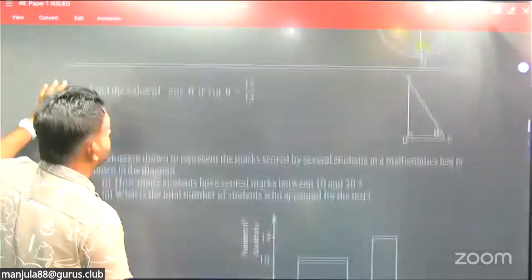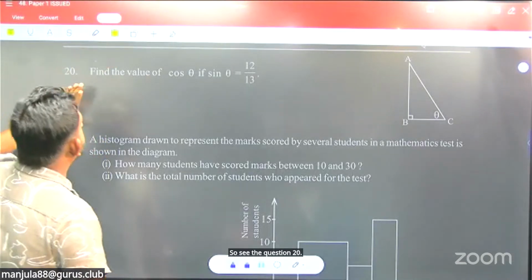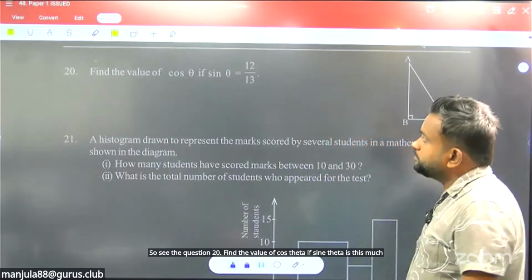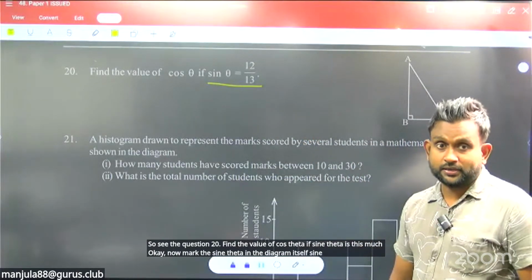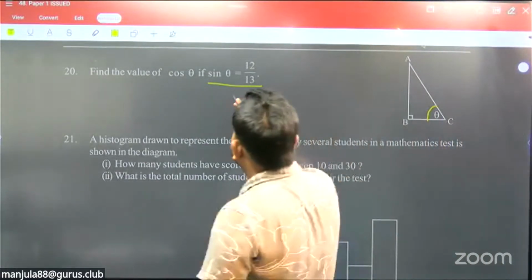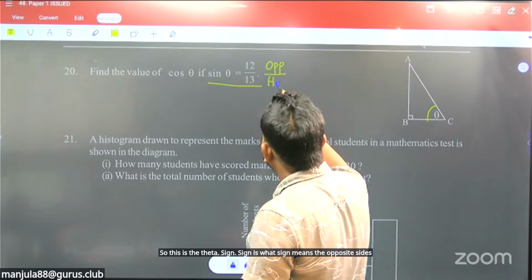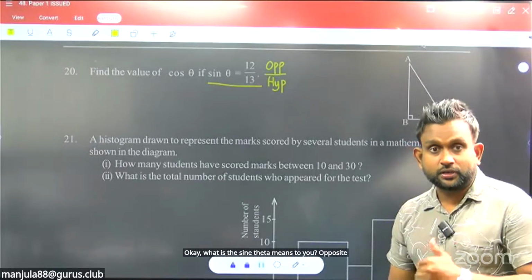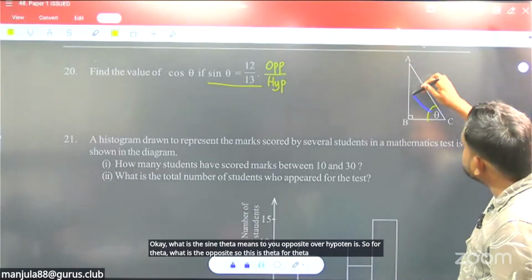Okay, now we are moving to the question numbers 20 and 21. So see the question 20. Find the value of cos theta if sine theta is this much. Okay, now mark the sine theta in the diagram itself. Let's mark sine theta. So this is the theta. Sine is what? Sine means the opposite side over the hypotenuse. Okay, what does sine theta mean to you? Opposite over hypotenuse. So for theta, what is the opposite? So this is the theta. For theta, the opposite side is the AB side.